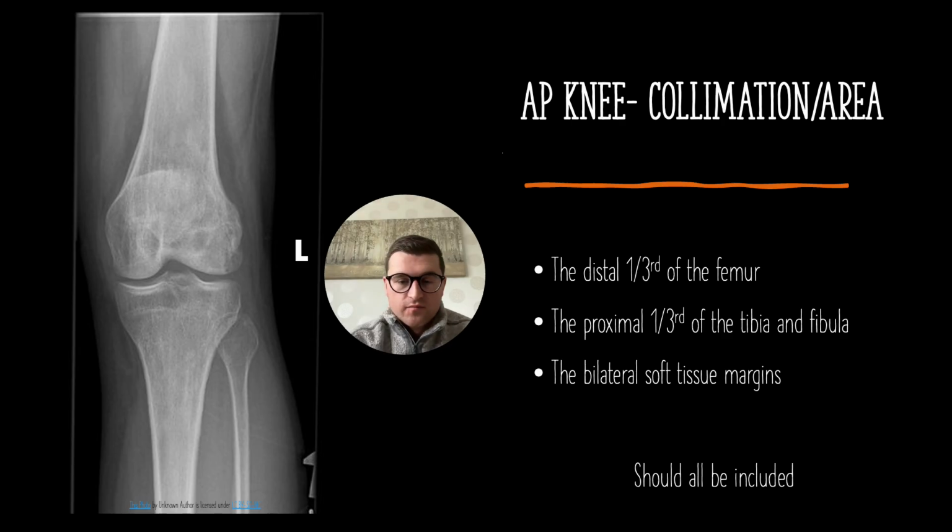So on this slide then we are going to be chatting about the collimation, or the area to be included. So for AP knee imaging, we need the distal third of the femur, the proximal third of the tib and fib, or the tibia and fibula, and then the bilateral soft tissue margins, to ensure that we cover all the required anatomical area.